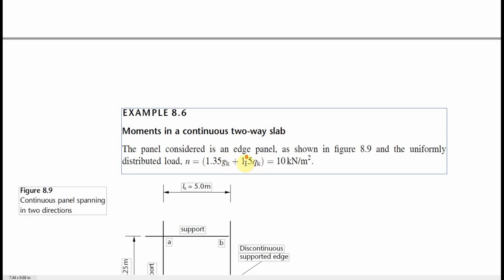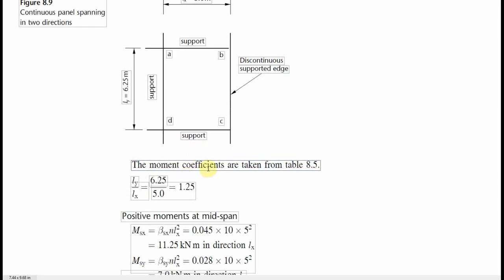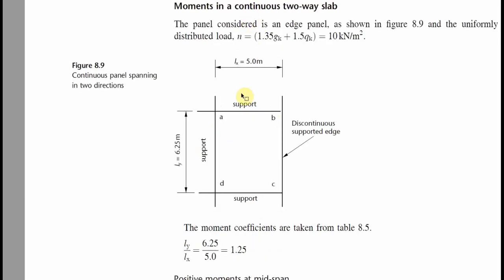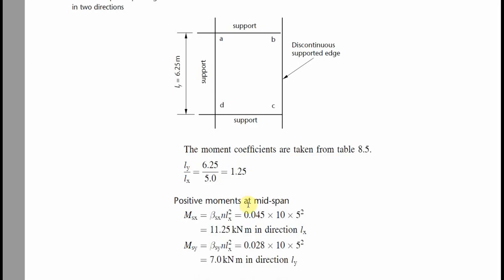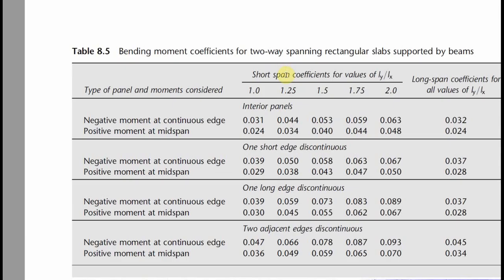We have this, just like the one we treated. Let's say this is 5 meters, this is 6.525. This is the longer span, this is the shorter span. Now the Ly over Ls, which is this over this, is 1.25. Since we have 1.25, the next thing we do is we come to this table, 1.25.